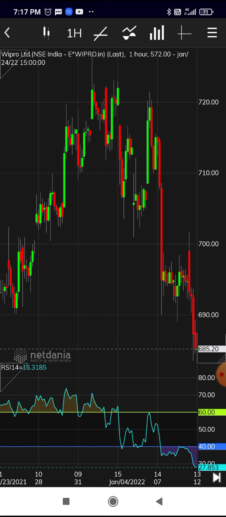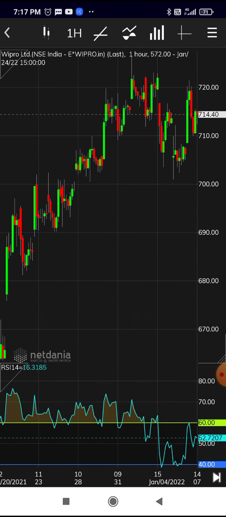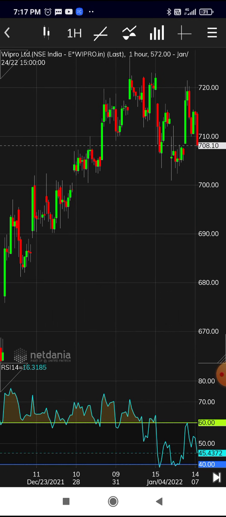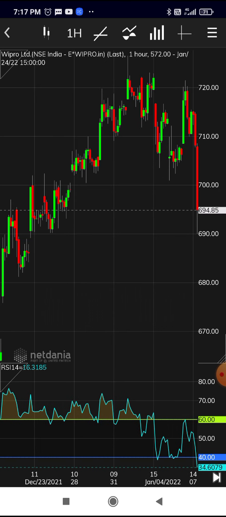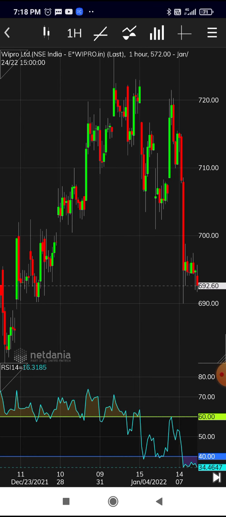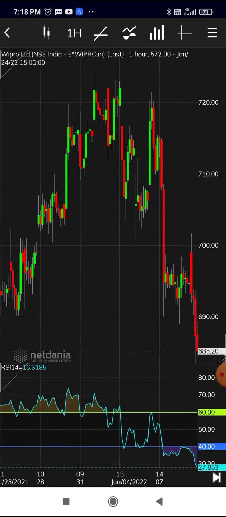Now before the quarter results of Wipro were announced, Wipro was hovering around 720, up to about 700. Just before the result, you will find that there was a sharp fall in one of the candles and RSI had plunged below 40 to 34. At that stage the price was 694. Then after that, see what happened. For 2-3 candles the price was around 690 and then it started to fall.